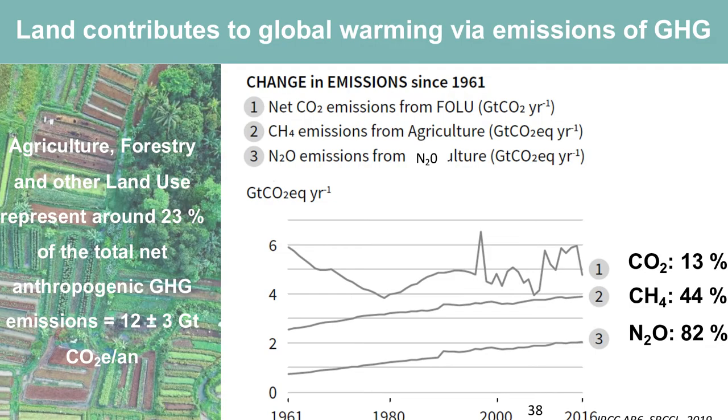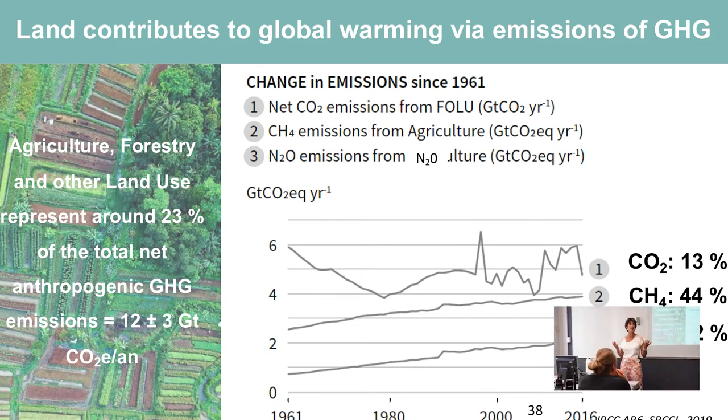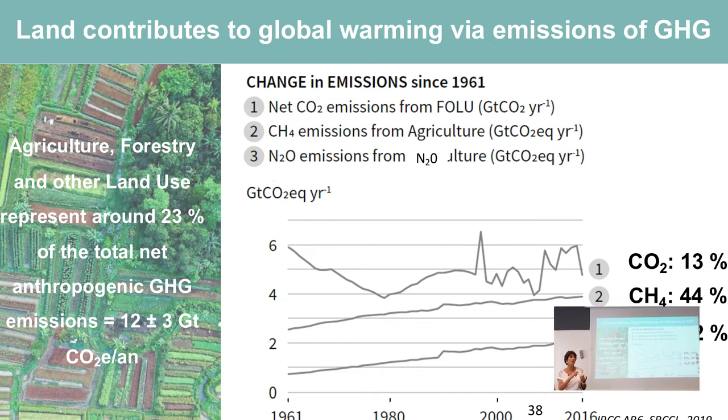So the land has a triple role. First, it emits, it contributes to global warming, okay? Because you've got about 23% of the total greenhouse gases emitted by our activities that come from land, from our land activities. So it comes from deforestation, it comes from the way we farm, and it comes from the manure we put on, etc.